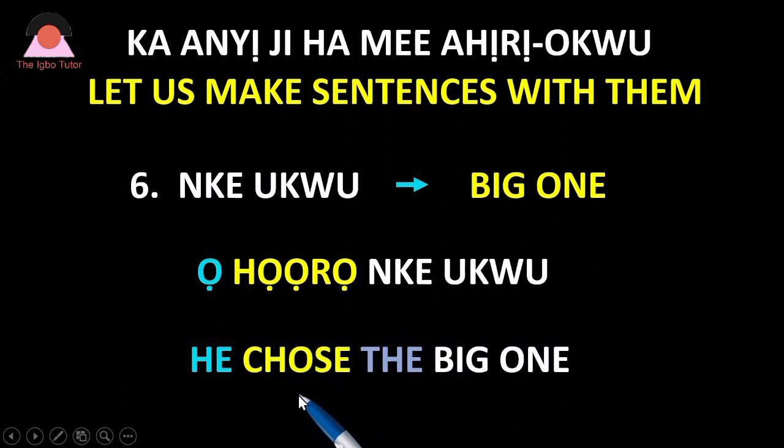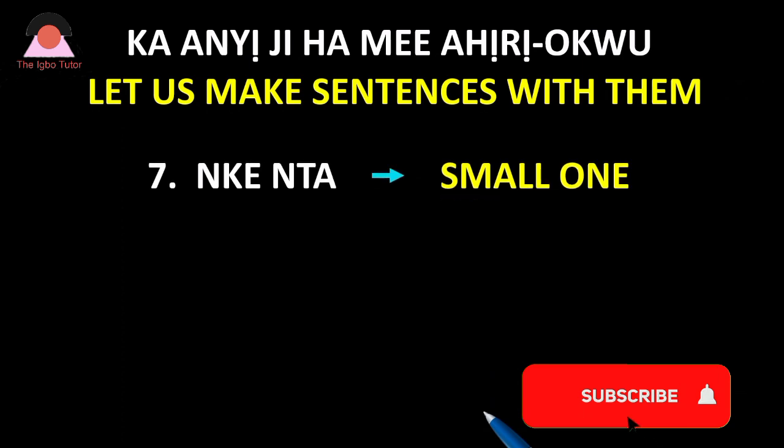So the past tense of choose is chose. Of course, you know. So the present tense for choose is họrọ, but the past tense here is họrọ, with a double O here. That's what makes the difference. If you say choose one, you say họrọ otu, but the chose is họrọ. Okay? Ọ họrọ nke ukwu. The difference is double O here. And the sound has to also go the same way. He chose big one.